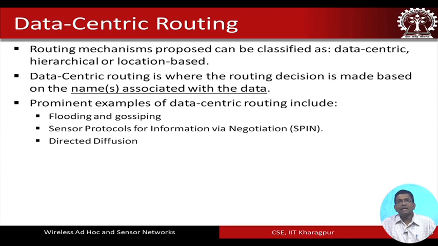So, there are different prominent examples of data centric routing protocols. Flooding and gossiping are two popular ones. Likewise, we have the SPIN protocol, Sensor Protocols for Information via Negotiation, and the Directed Diffusion (DD) protocol. SPIN, as we will see, also has different variants, SPIN-1, SPIN-2, and so on. These are basically different improvements over the originally proposed SPIN protocol. So, let us look at some of these protocols in more detail.